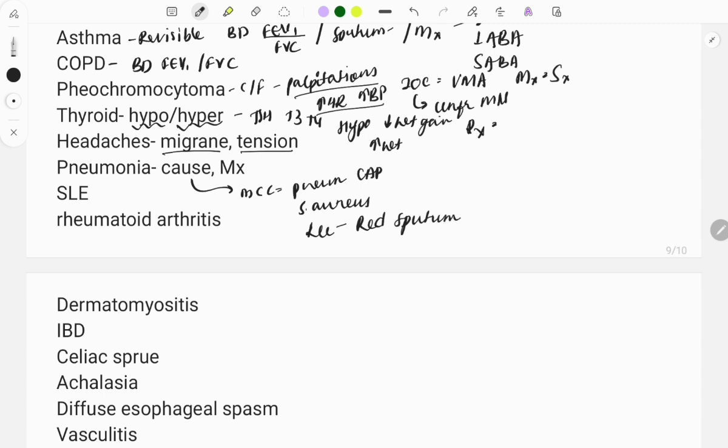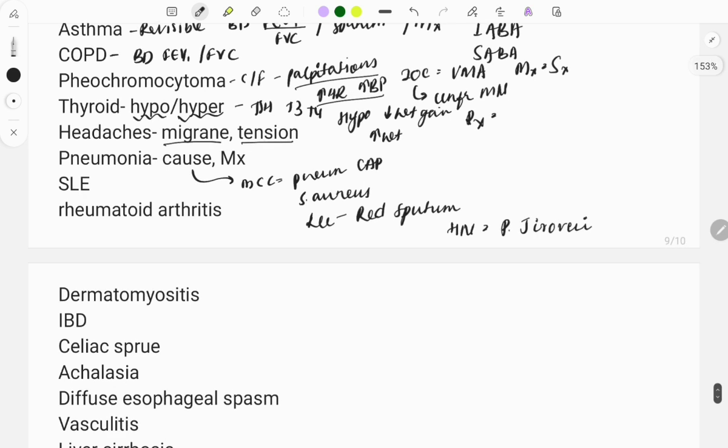That currant jelly sputum can be seen, and if it is HIV associated, then the patient will be suffering from Pneumocystis jirovecii. Pneumocystis jirovecii will be the positive organism. So along with that, you need to know the management, like we will be using the antibiotic, and if it is severe pneumonia, then we need to give the O2.